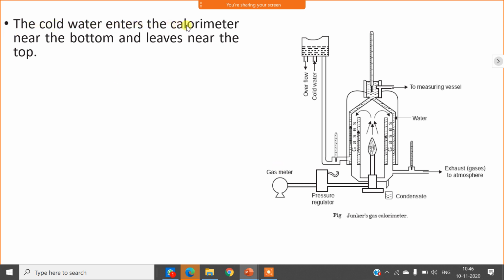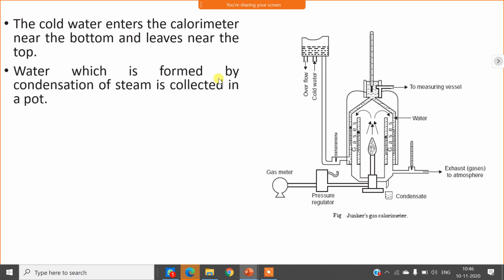The cold water enters the calorimeter near the bottom and leaves near the top. Water which is formed by the condensation of steam is collected. The gaseous fuel which enters contains moisture. During the combustion, that moisture converts into vapor. Because of the water available here, that vapor condenses, and the condensate is collected in the condensate tank.